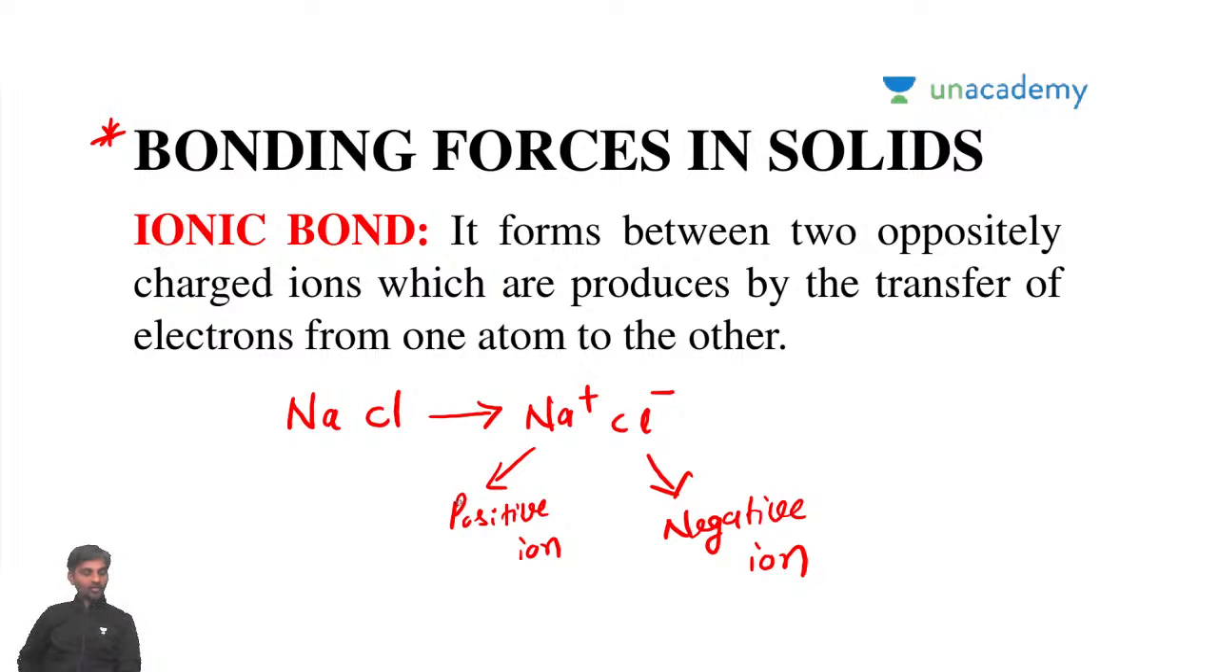To gain octet configuration, what will happen? What will happen, Raviteja? To gain octet configuration, what will Na do and what will Cl do, sir? Here, does Na donate or accept an electron? Tell me. Whether sodium donates or accepts an electron.